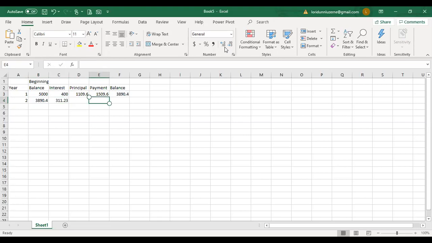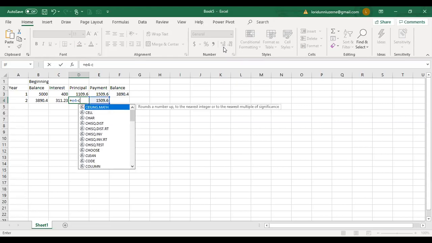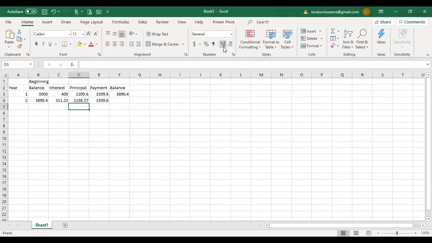My payment is still $1509.60. So how much of that loan amount, E4, is towards interest? I subtract the part that is towards interest, because that's the first part that gets paid, interest. So the remaining part of the payment is applied to the principal. So I'm going to now subtract B4, beginning balance, minus the part of this payment that was applied to the principal, D4. And that's my new balance.